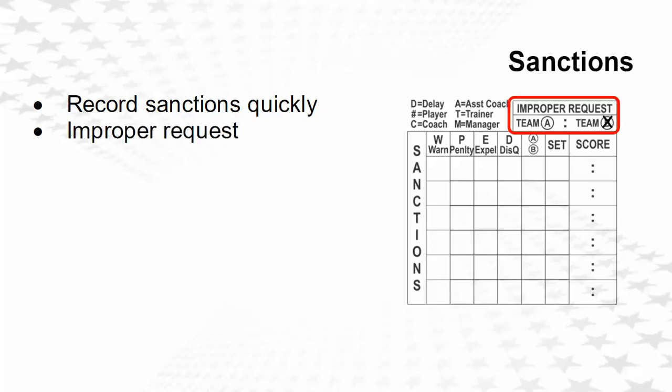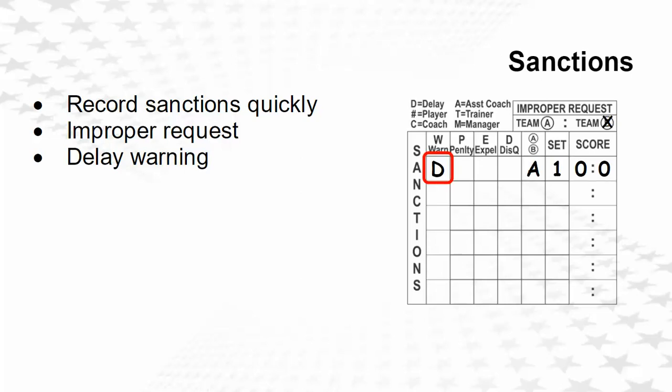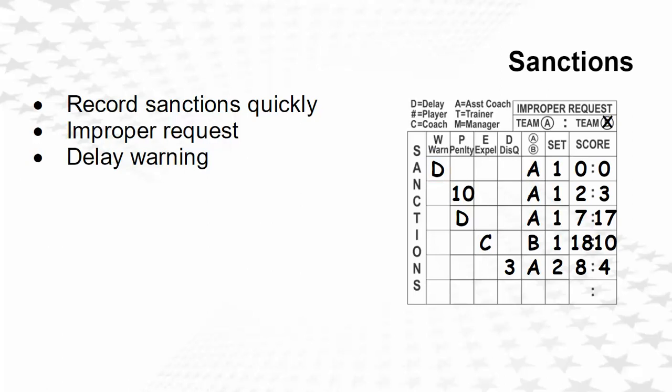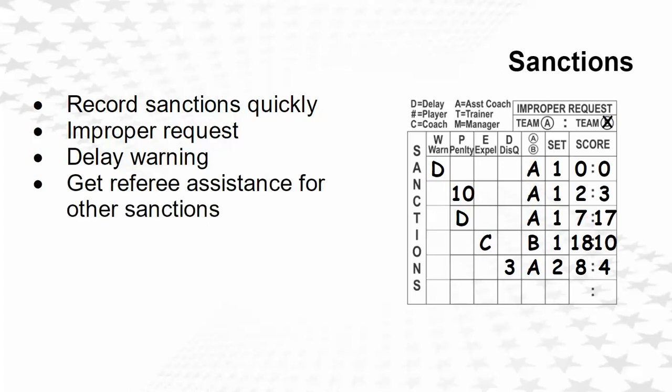When the referee informs you of an improper request, simply put an X in the appropriate circle. In this case, Team B was issued an improper request. If the referee tells you a team has earned a delay warning, place a D in the warning column, indicate which team was at fault, the set, and the score, with the score of the team that earned the warning listed first. Other sanctions are shown here, but we'll not go over those circumstances. Should they occur, the referee will help you.